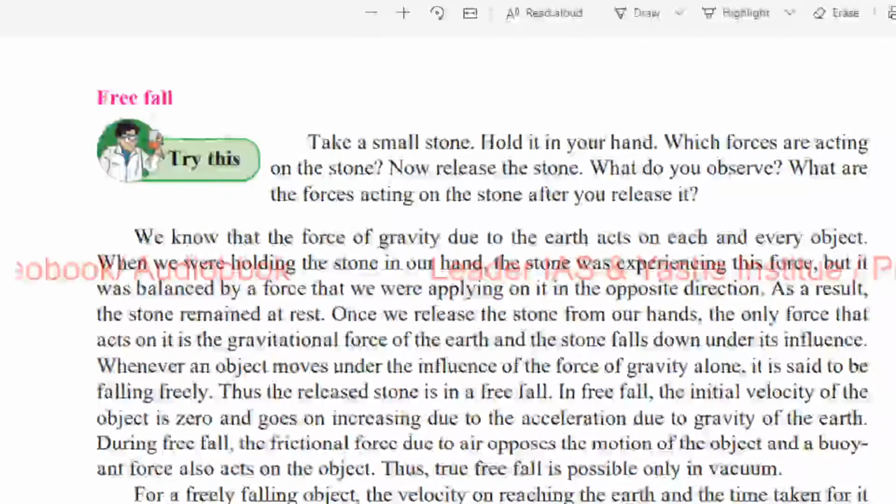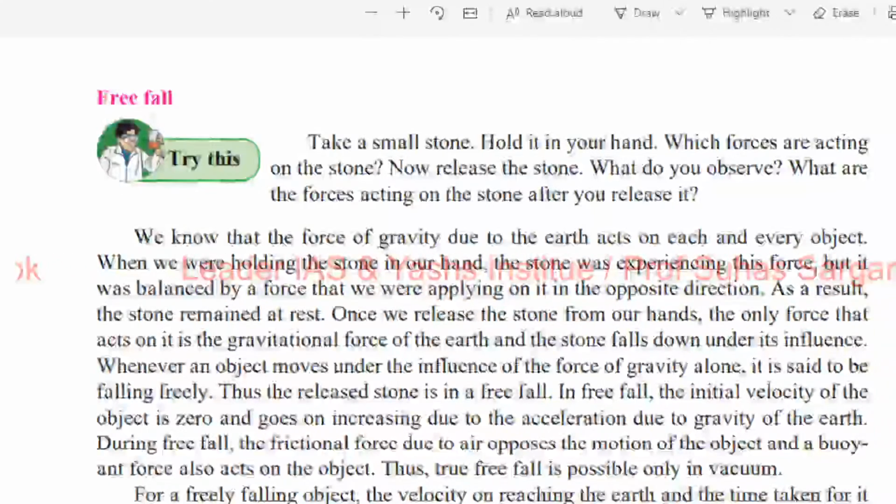Next topic is free fall. Take a small stone, hold it in your hand. Which forces are acting on the stone? Now release the stone. What do you observe? What are the forces acting on the stone after you release it?